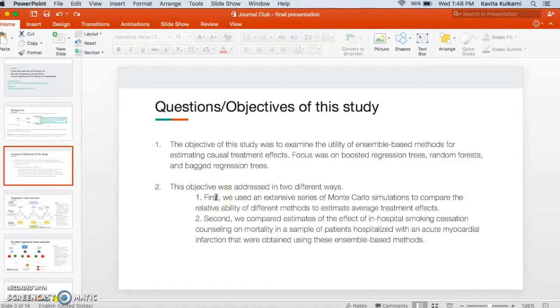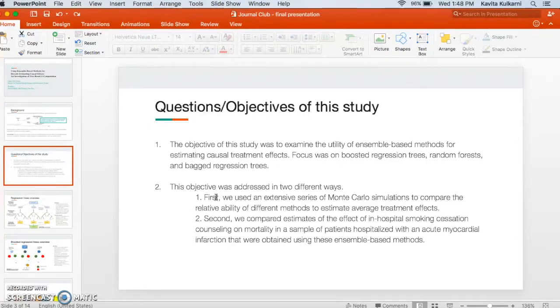Again, going back to the key objectives of the study, the first one is to examine the utility of ensemble-based methods for estimating causal treatment effects. And specifically, the focus was on the three techniques that I just told you about, which is boosted regression, random forest, and bagged regression. And the study essentially achieves this objective in two ways. The first one is by using extensive series of Monte Carlo simulations, they compare the relative ability of different methods to determine average treatment effects.